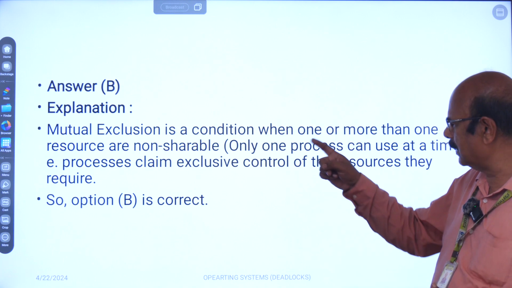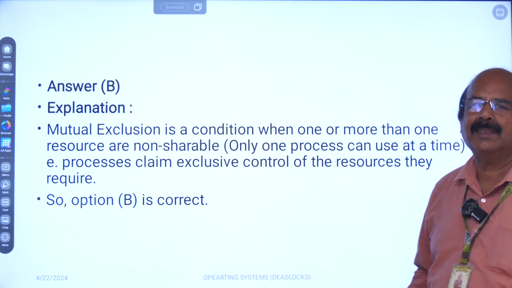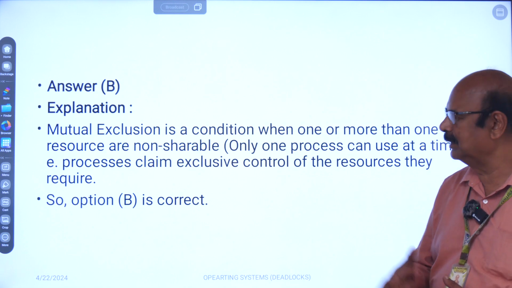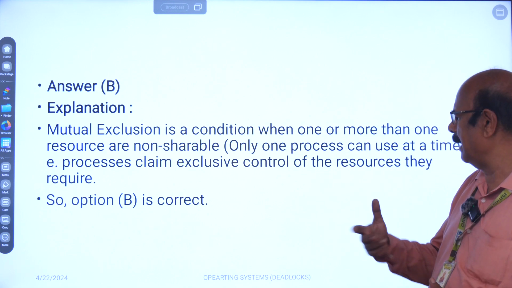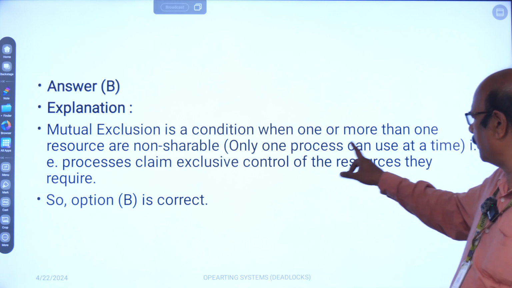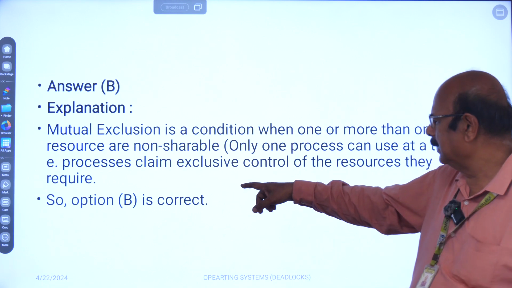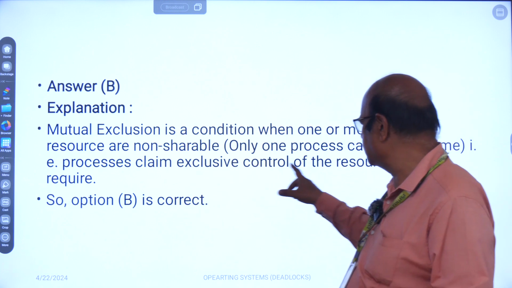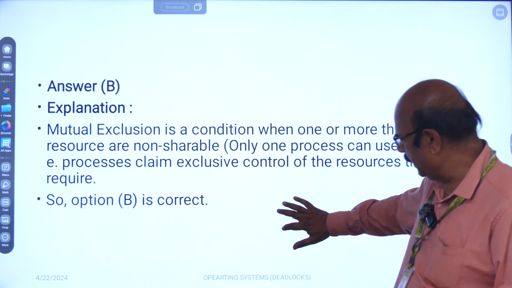Mutual exclusion is a condition when resources are not shareable. Whenever the resources are not shareable, only one process can use them at a time. So here, the process claims exclusive control of the resource it requires. So option B is the correct answer.